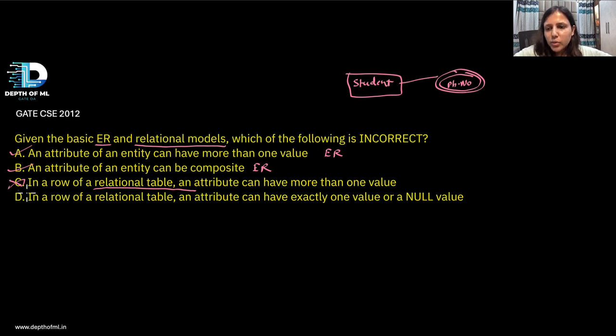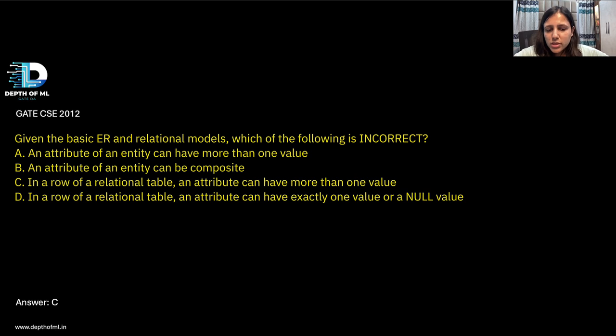Let's take a look at the next option. In a row of a relation table, an attribute can have exactly one value or a null value. So this is correct, right? Based on the domain, we can either have exactly one value or the null value. So the only option which is incorrect is option C. Fine. So the answer is C.